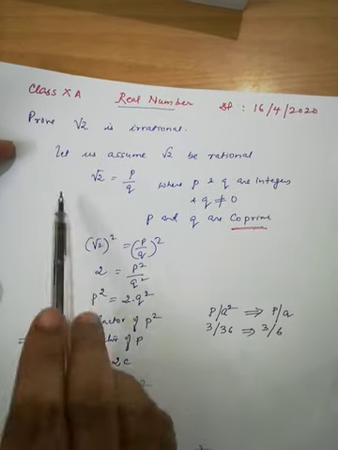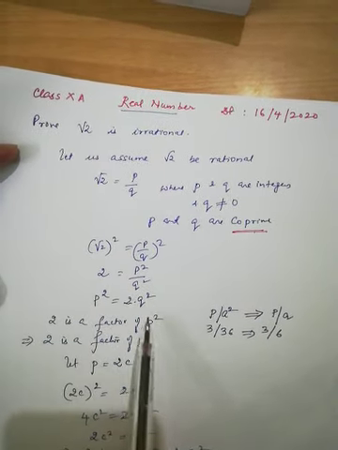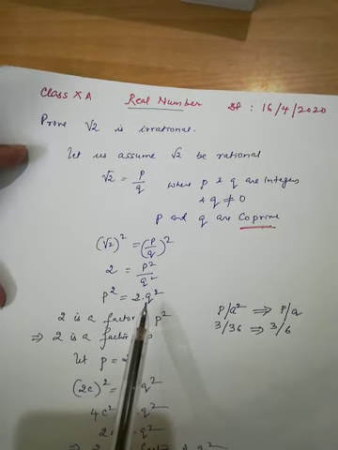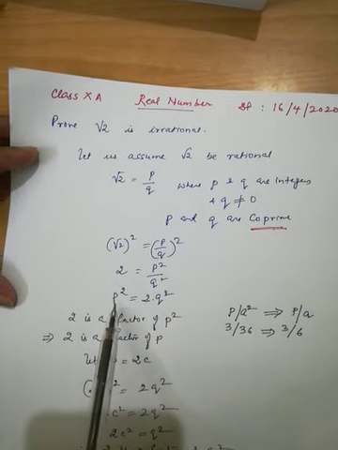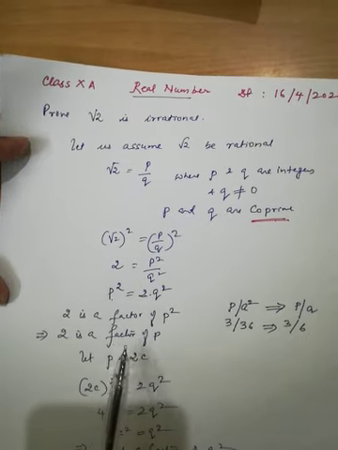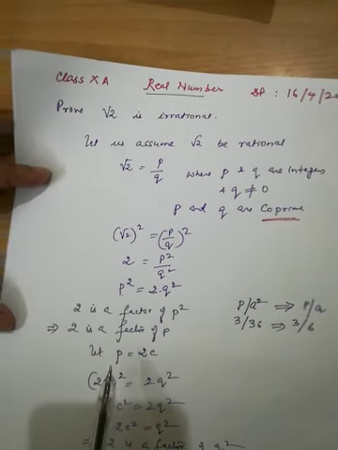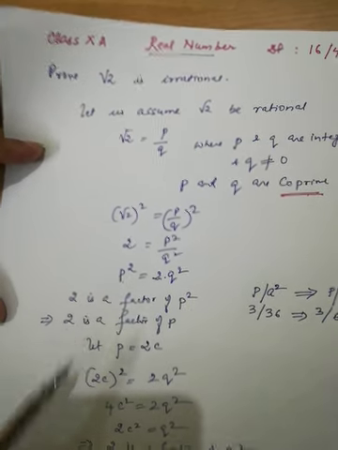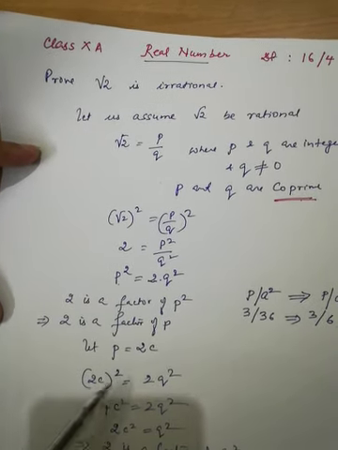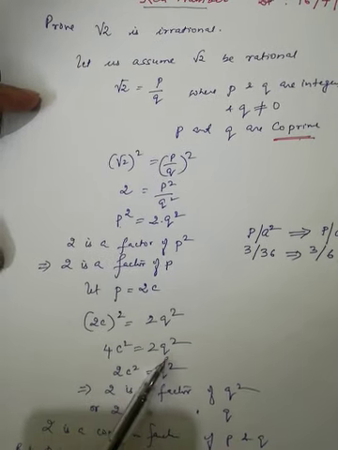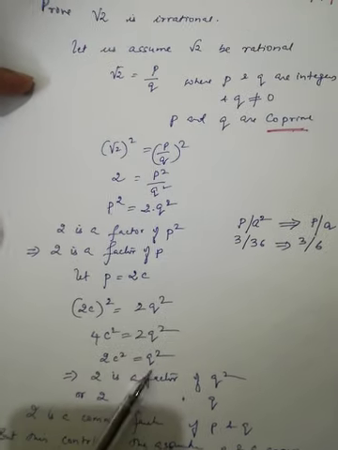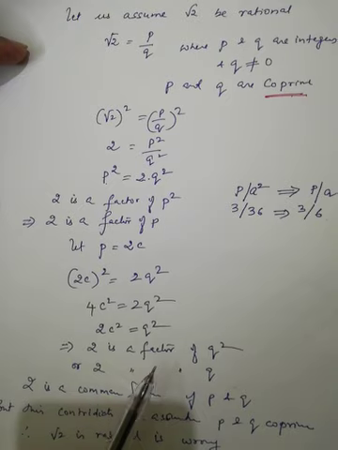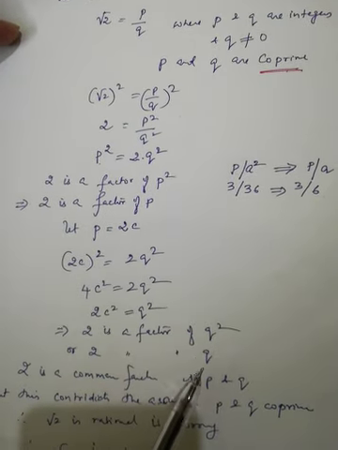Now, squaring both sides, we get p square is 2q square. It implies that 2 is a factor of p square, or 2 is a factor of p. That means p can be written as 2c. So in place of p, we have written (2c) the whole square, and we get 4c square equals 2q square, or 2c square equals q square. That implies that 2 is a factor of q square, or q.